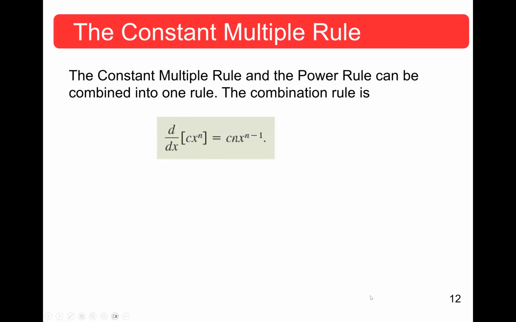So here we see the constant multiplier rule and the power rule can be combined into one rule. The combination is that c x to the power n is the same as writing c n x to the power n minus 1. And this is what we used in our previous examples.